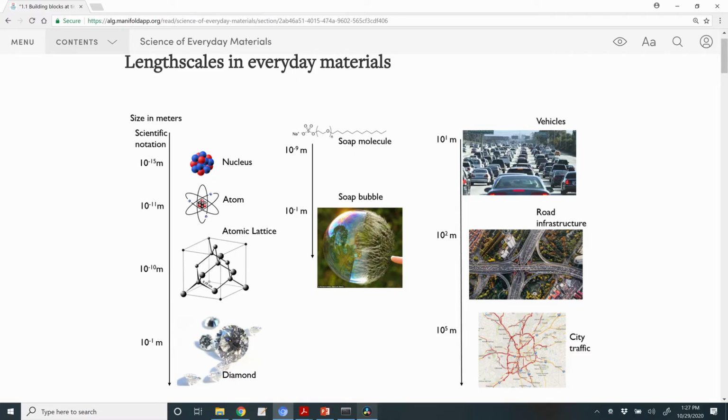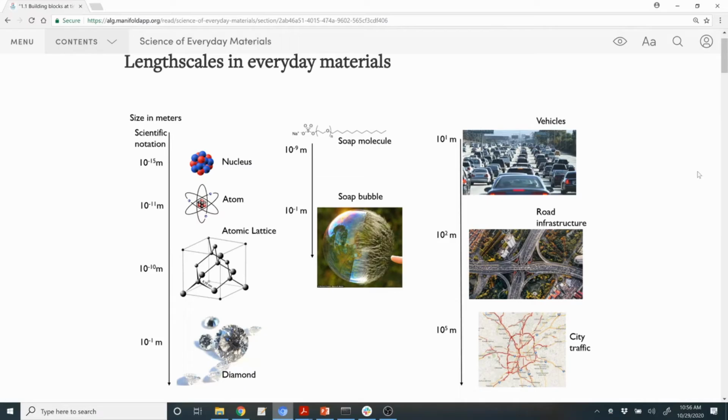As an example, look at our first chapter, which deals with the idea of length scales in everyday materials. So on the left, you can see an example of a typical material such as diamond that contains protons and neutrons, which make together a nucleus, and a nucleus along with electrons makes an atom, and arrangement of these atoms in a particular manner leads to the material properties such as the solid, rigid nature of diamond.